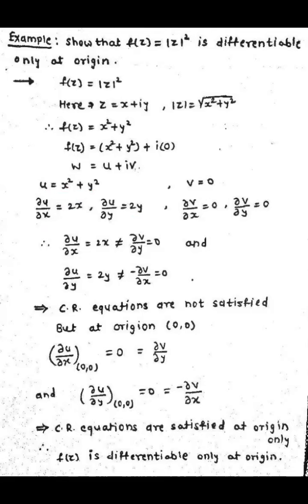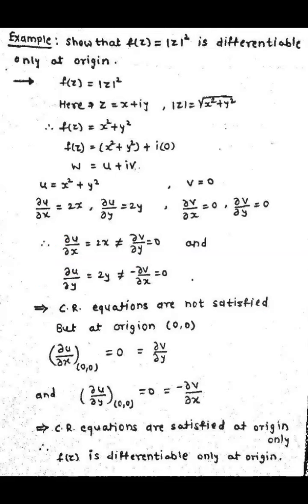Now compare the derivatives ∂u/∂x with ∂v/∂y, and both are not equal. Similarly, compare the derivative ∂u/∂y with minus ∂v/∂x, and both are not equal. So this implies that both conditions are not satisfied by this f(z). So mention here that the CR equations are not satisfied.